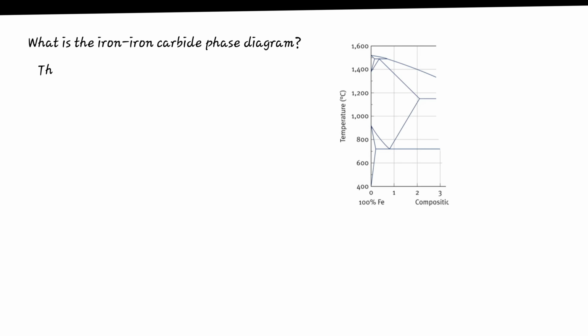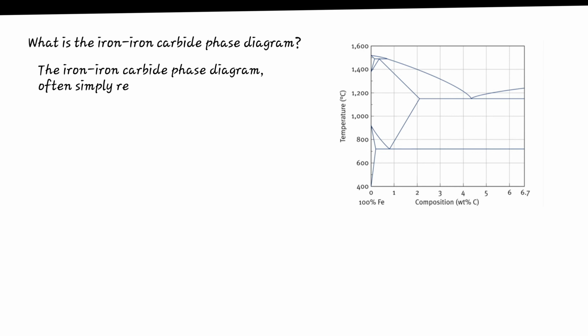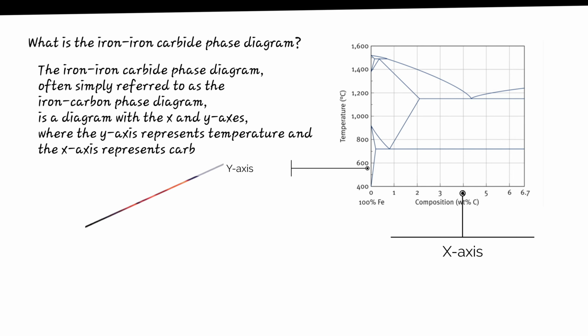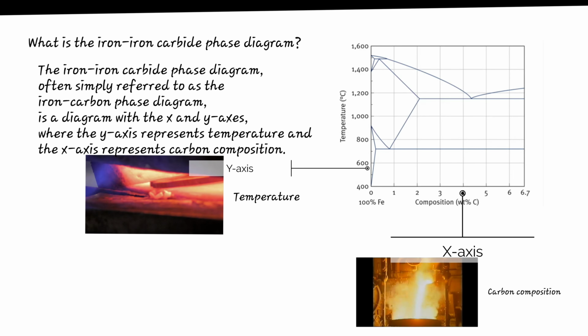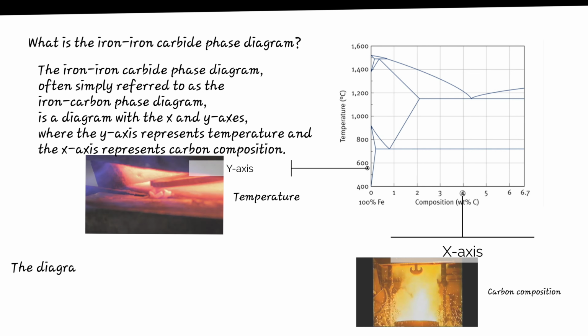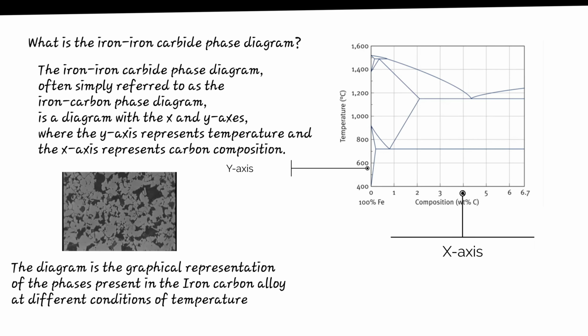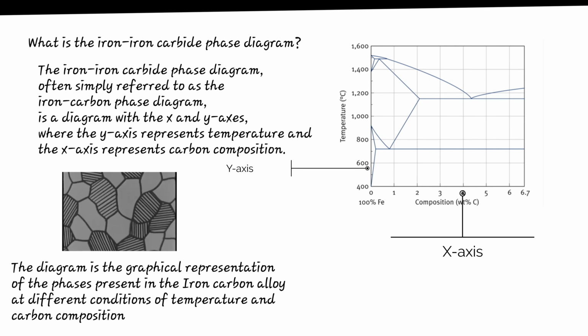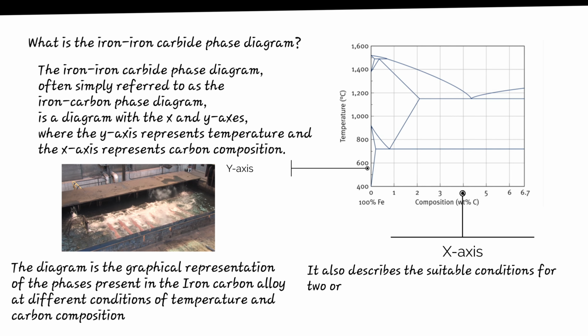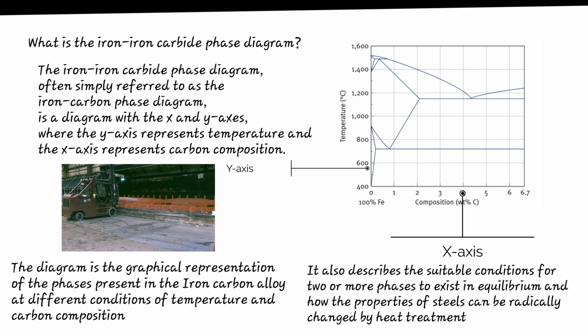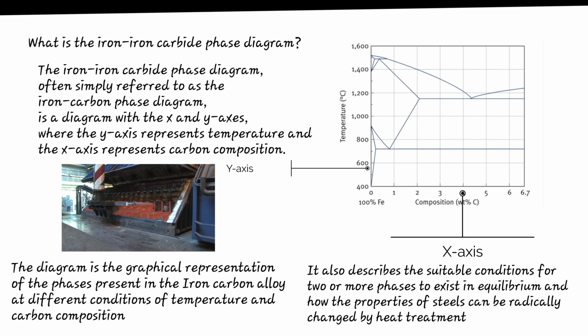What is the Iron-Iron Carbide phase diagram? The Iron-Iron Carbide phase diagram, often simply referred to as the iron-carbon phase diagram, is a diagram with the X and Y axes, where the Y-axis represents temperature and the X-axis represents composition. The diagram is the graphical representation of the phases present in the iron-carbon alloy at different conditions of temperature and carbon composition. It also describes the suitable conditions for two or more phases to exist in equilibrium and how the properties of steels can be radically changed by heat treatment.